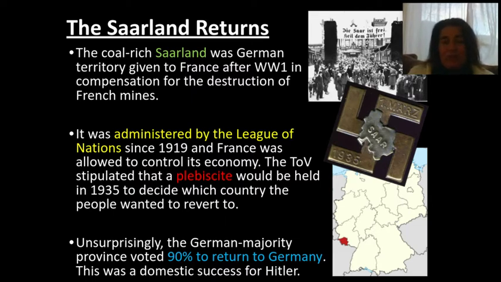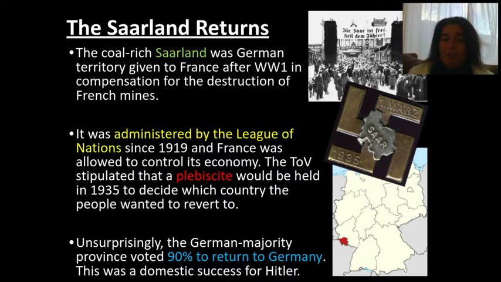The coal rich area of the Saar was a German territory given to France after World War I in compensation for the destruction of French mines. It was administered by the League of Nations, and France was allowed to control its economy for 15 years. That was the agreement. The Treaty of Versailles stipulated that a plebiscite, that means a vote of the people, the community of the Saar, would be held in 1935 to decide which country the people wanted to revert to, if they are going to continue to be a part of France or if they want to go back to Germany.